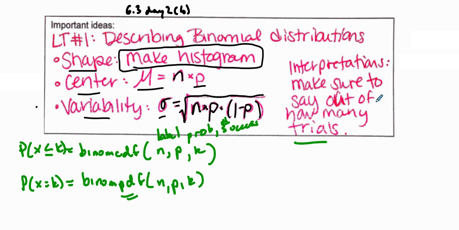For interpretations, make sure you say "out of many trials," because when we talk about binomial distribution, we are talking about many trials, similar to when we're talking about any type of probability.